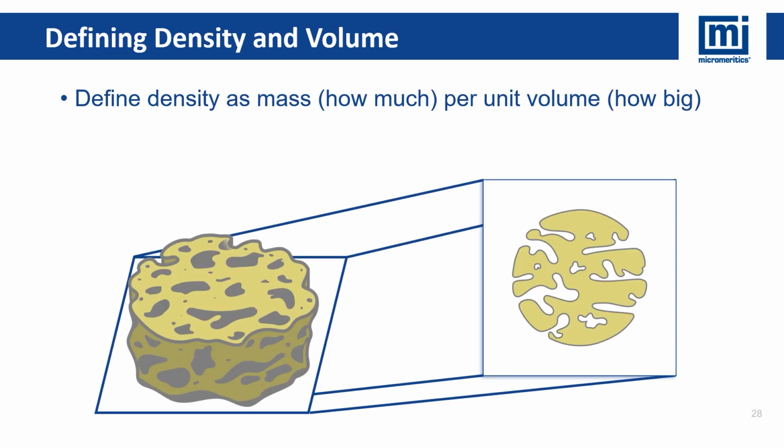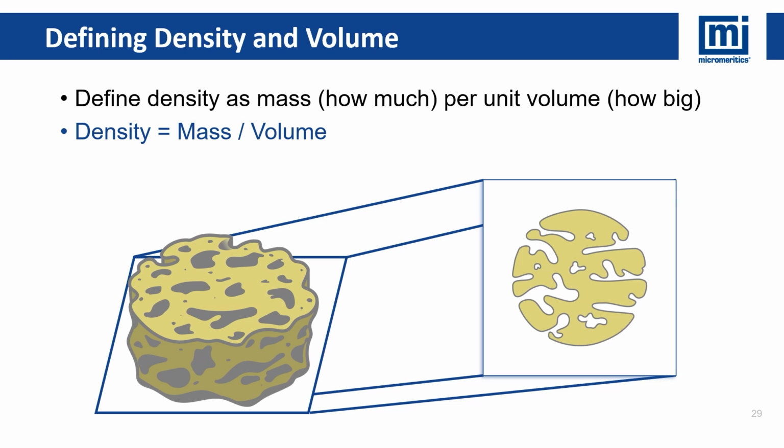Okay, before digging into skeletal density and envelope density, let's talk a little bit about the definition of density itself. We define density as the mass, how much, per unit volume, how big, we have of an object. So we can calculate density by taking the mass and dividing it by the volume.